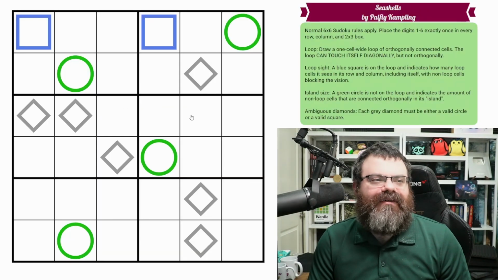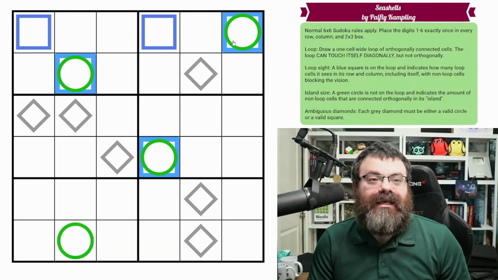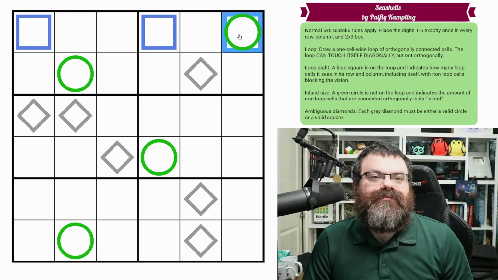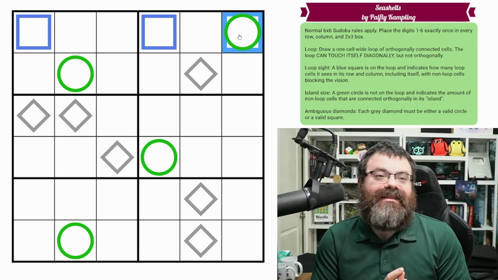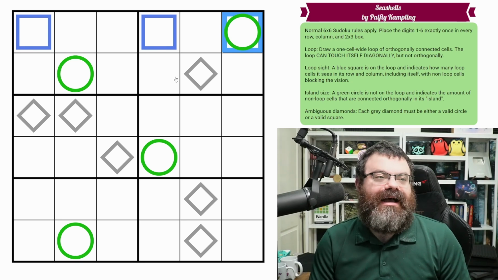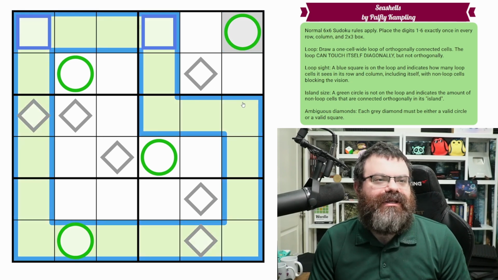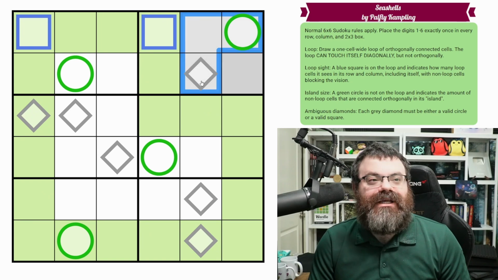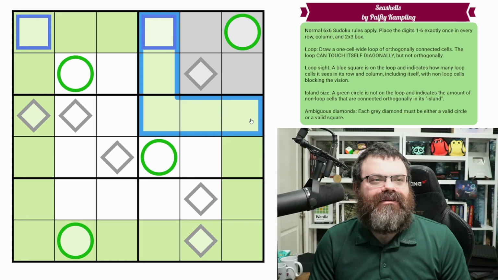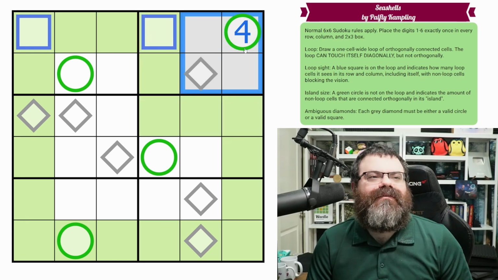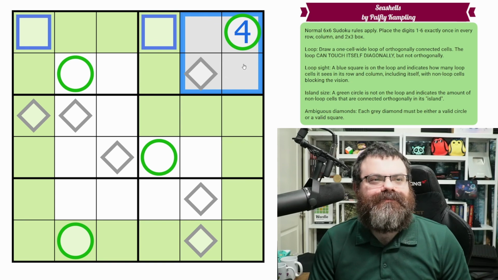All right. We also have island size. That's these green circles. And by the way, loop sites are always on the loop. I should mention that. Green circles are always not on the loop and indicate the amount of non-loop cells that are connected orthogonally in the island. So if you think about it, because this is non-loop, if our loop did something like this, let's say this was our loop, then these non-loop cells would form an island of orthogonally connected cells that get blocked by our loop. And this would be the count. So this would be 4, because this would be 4 cells in our little island there.